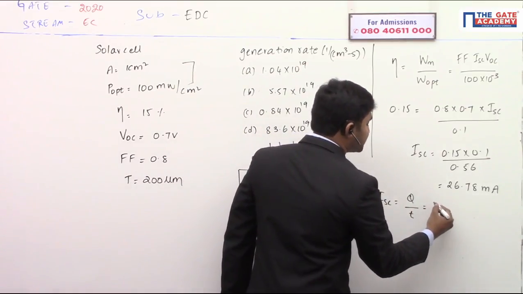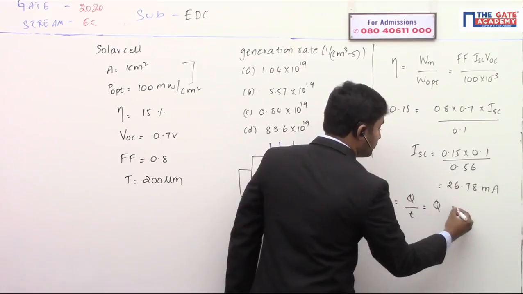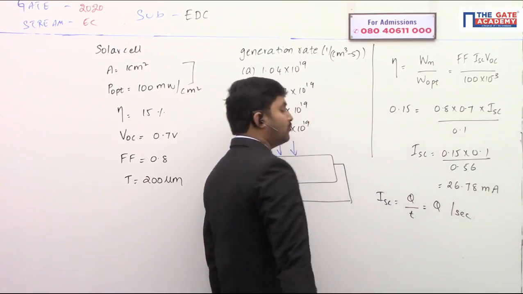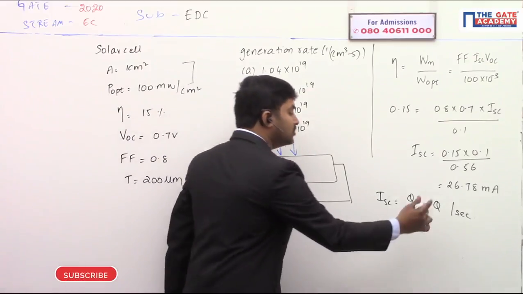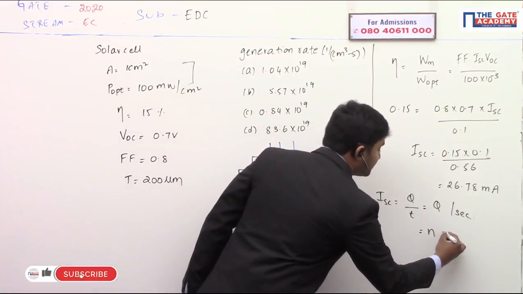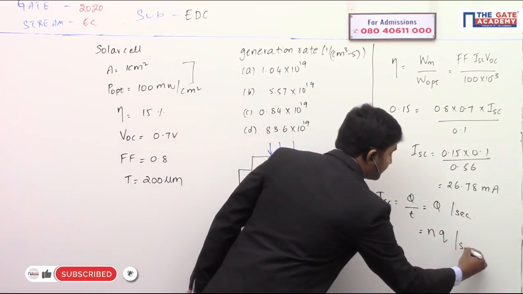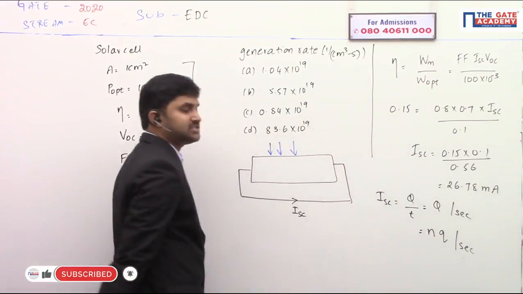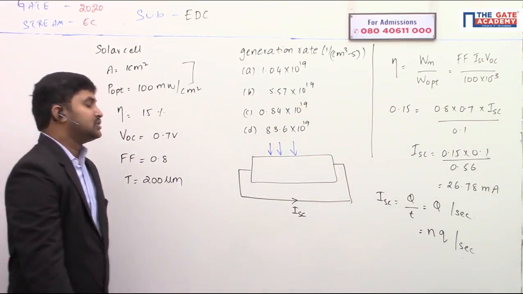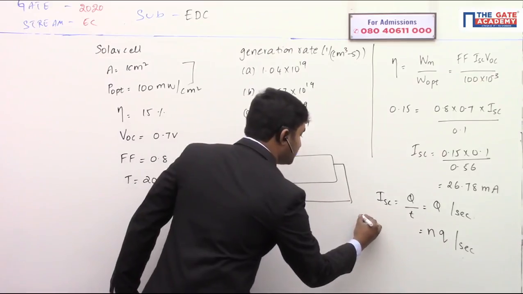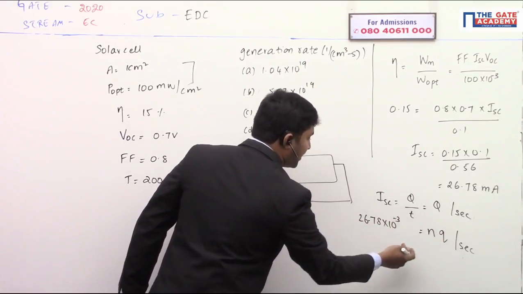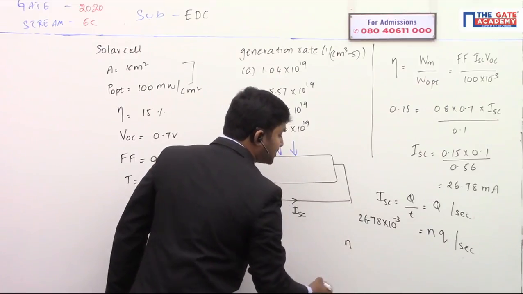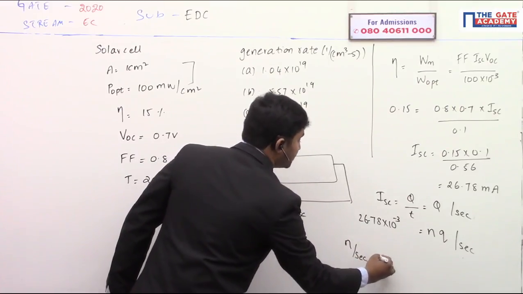So the charge which is flowing per second is Q per second. The amount of charge which is flowing through this is Q per second. Let me write this Q as N multiplied by q per second, where N is the total number of charges per second. So ISC is 26.78 into 10 power minus 3. If I divide it by q, the amount of charges per second I'm going to get is equal to what?